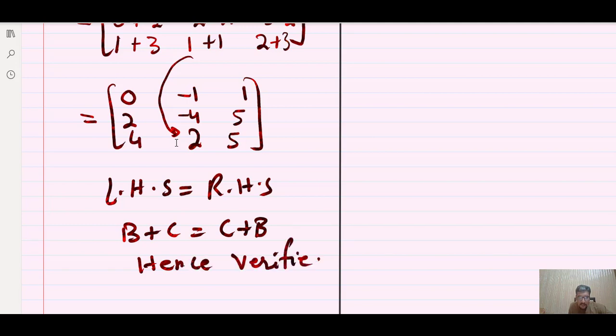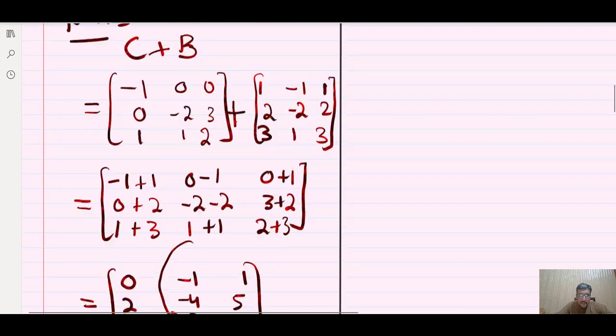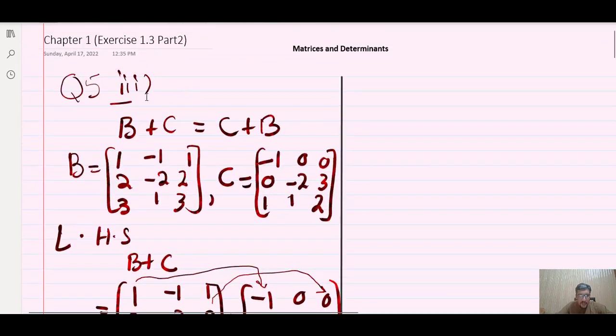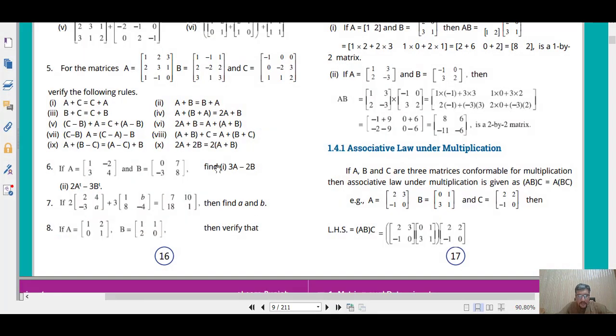So in the same way, you have to solve the other parts of question number 5. If you see the first part and the second part, it is similar to the third part. In this you have to add two matrices for the left hand side and two matrices for the right hand side. If the result is the same for left hand side and right hand side, then it is verified, otherwise it is not verified. So now I am going to solve one more part.